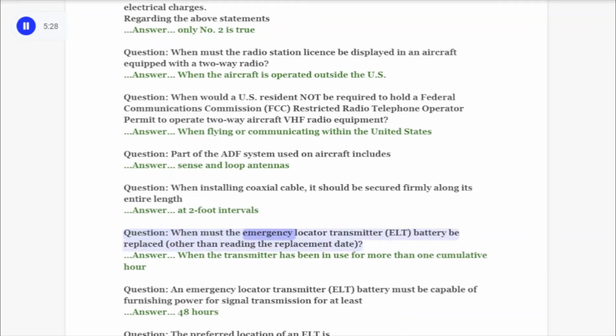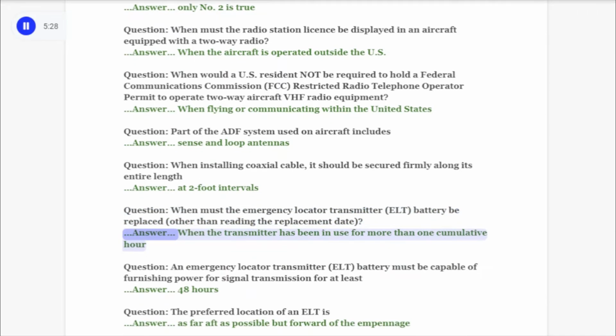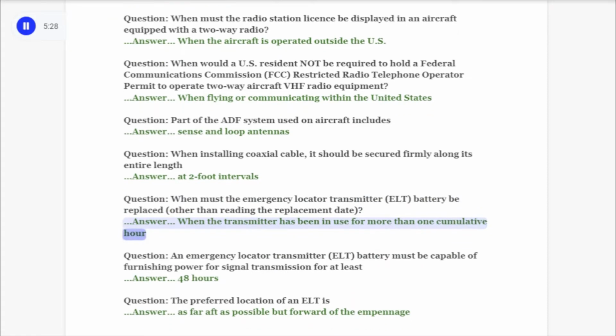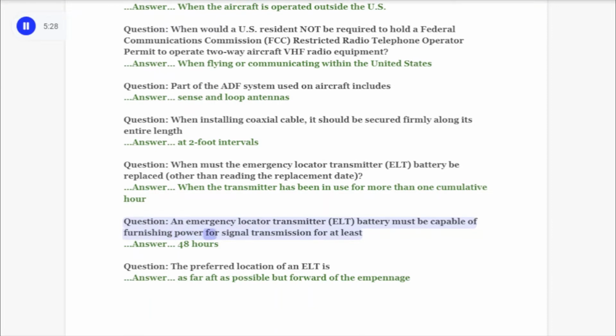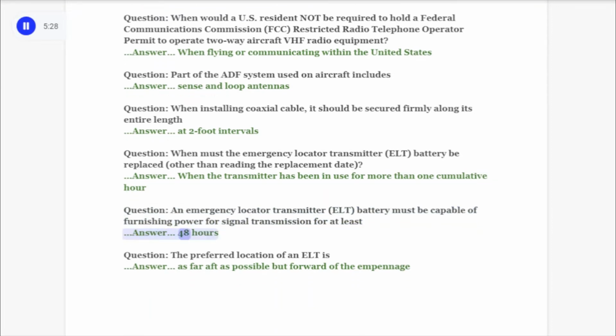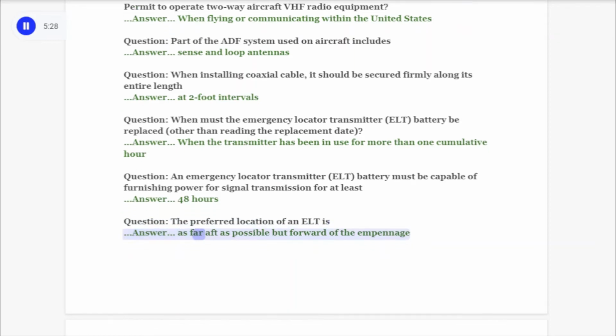Question: when must the emergency locator transmitter (ELT) battery be replaced, other than reading the replacement date? Answer: when the transmitter has been in use for more than 1 cumulative hour. Question: an emergency locator transmitter (ELT) battery must be capable of furnishing power for signal transmission for at least. Answer: 48 hours. Question: the preferred location of an ELT is? Answer: as far aft as possible but forward of the empennage.